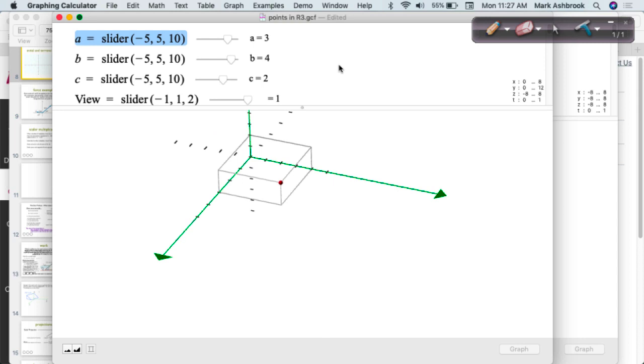So if you can draw, all the edges of your box will be parallel to one of the axes if you draw it correctly, and that will help you, okay? So that red point there is the point 3, 4, 2.